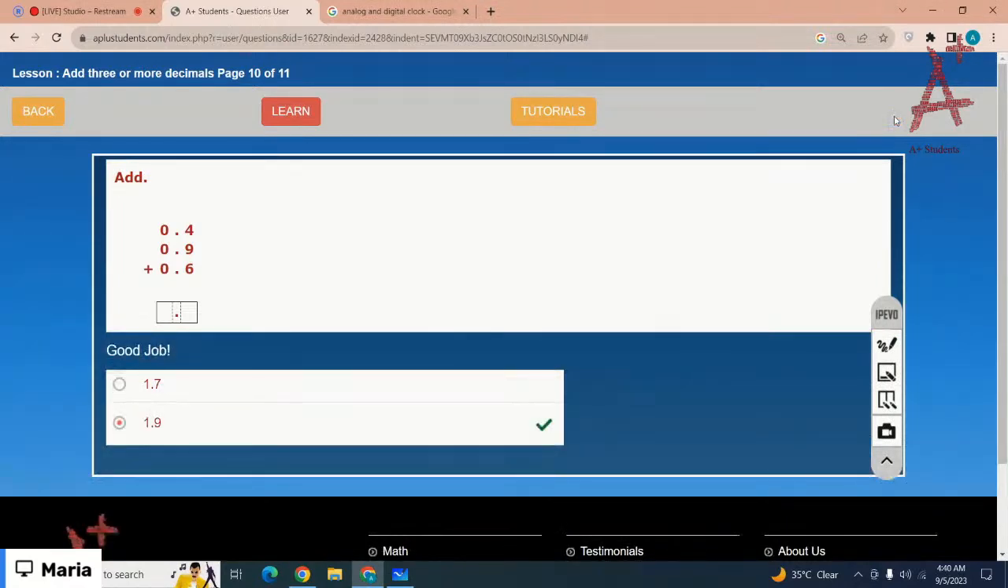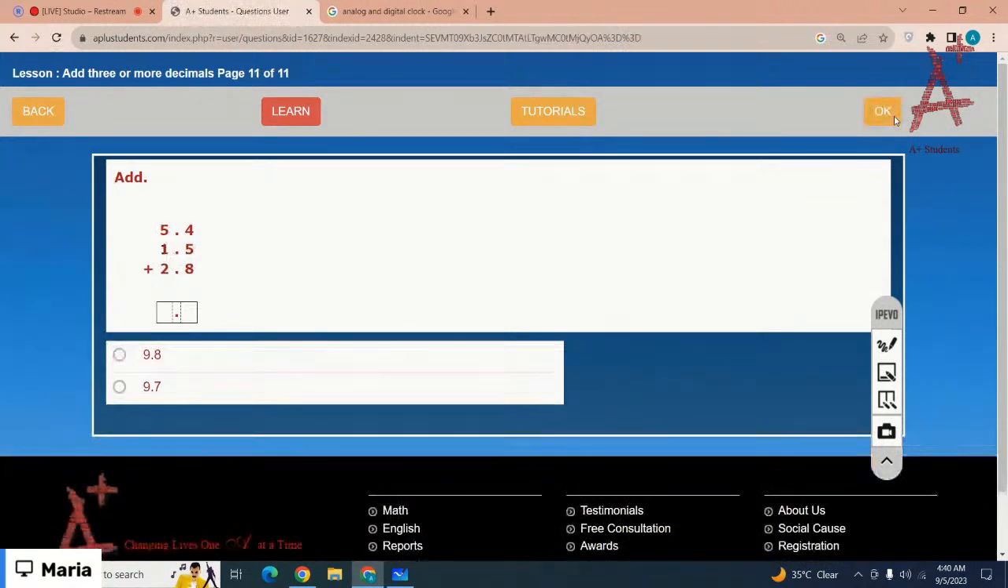Okay, the next one is you have to add, right? How do you add? Like simple numbers. You just have to be careful about the decimal point. So 8 and 5 is 13, 14, 15, 16, 17, right? 7 and carry 1. So it would be 5, 6, 7, 8, and 9. So that would be 9.7, right? The correct option is 9.7.